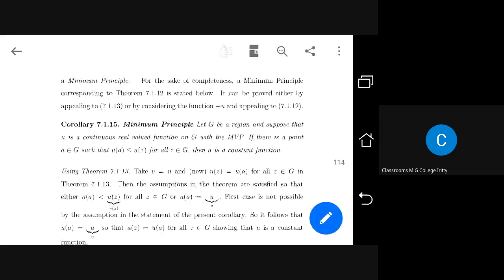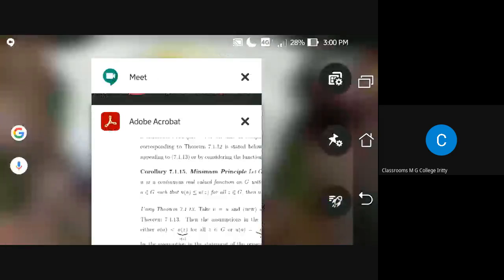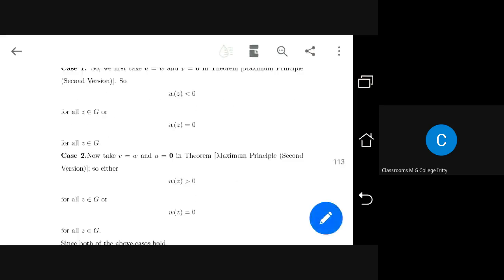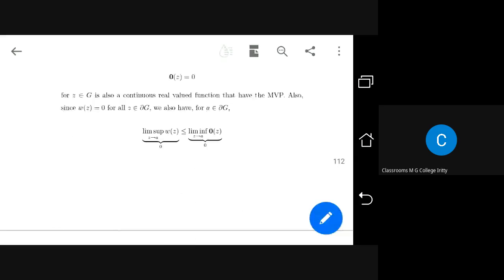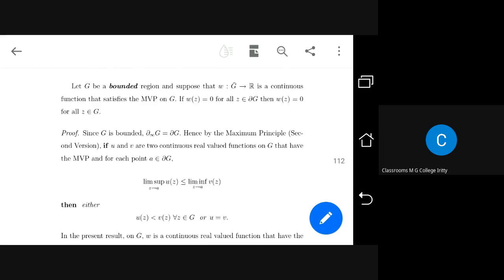Shweta, what is the statement of the corollary? Let G be a bounded region and suppose that W from G closure to R is a continuous function that satisfies the mean value property on G. If W of z equal to 0 for all z belongs to del G, then W of z equal to 0 for all z belongs to G.